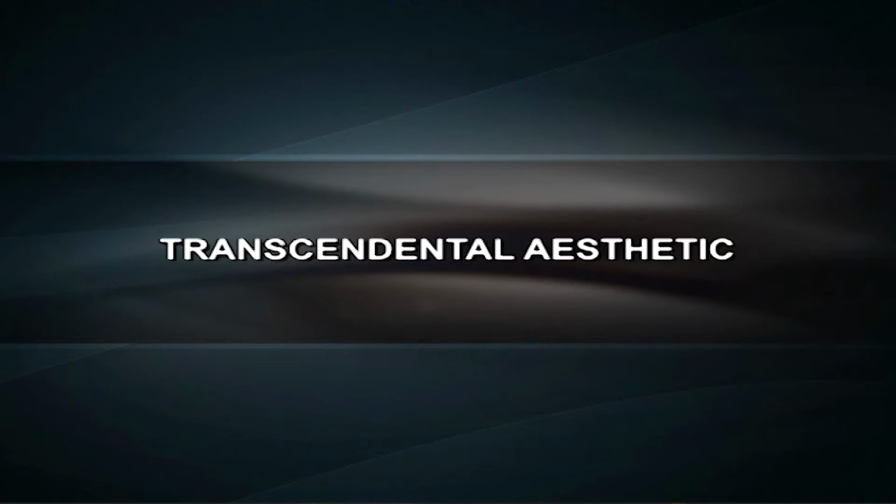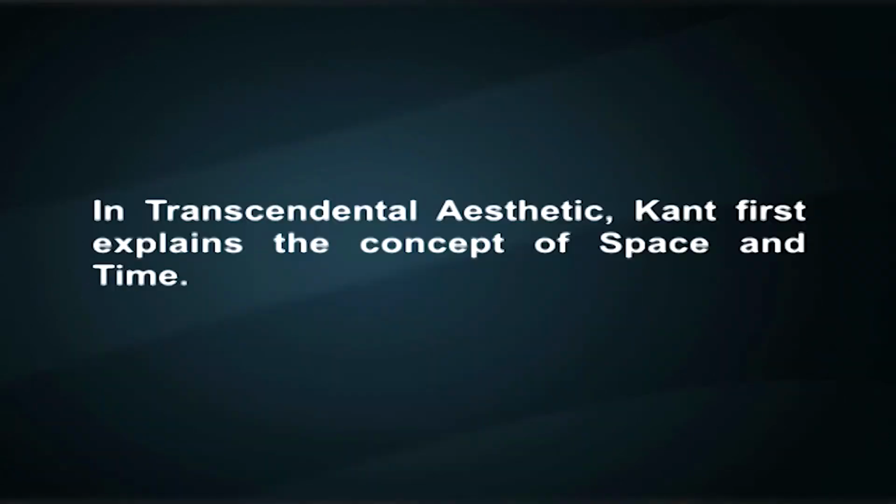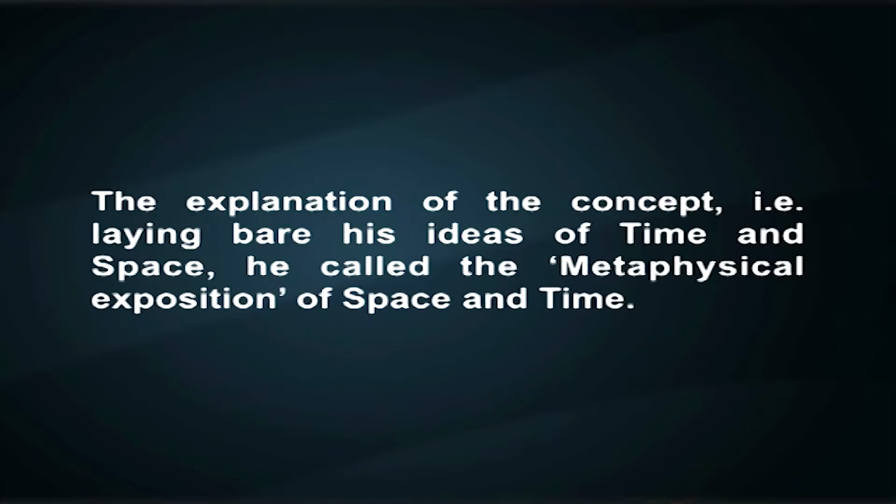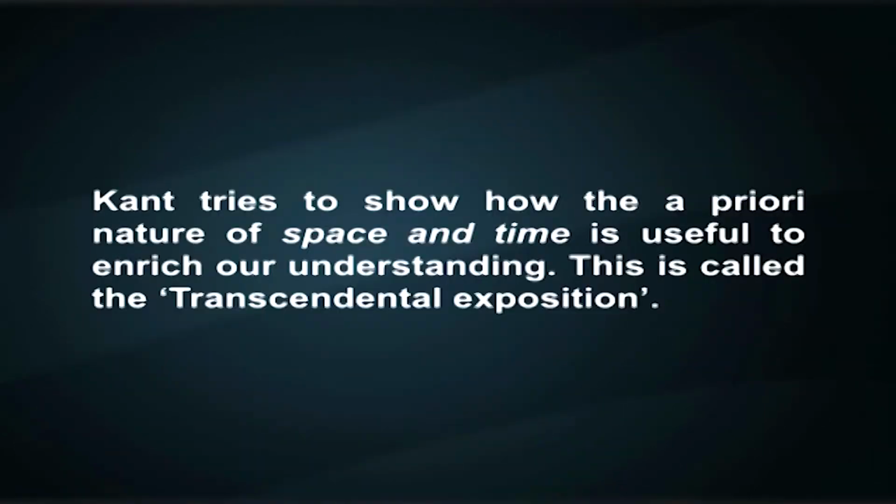Now, we can examine what is transcendental aesthetic. By aesthetic, Kant means the science of the rules of sensibility in general. By transcendental aesthetic, Kant means the science of all rules of a priori sensibility. In transcendental aesthetic, Kant first explains the concept of space and time. The explanation of the concept, that is laying bare his idea of time and space, he called metaphysical exposition of space and time. In metaphysical exposition, he explains his concept of space and time and tries to prove why they are not objective but must be subjective. Secondly, he tries to show how their a priori nature is useful to enrich our understanding. This is called transcendental exposition. His arguments for transcendental and metaphysical exposition of space and time are lengthy and are as follows.